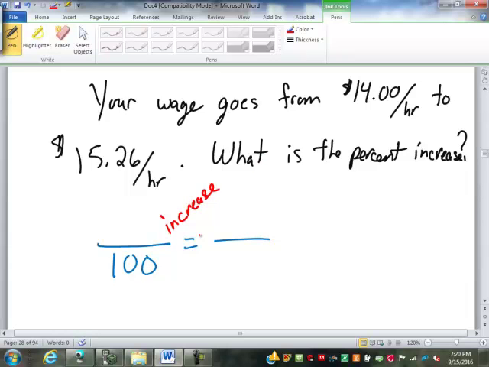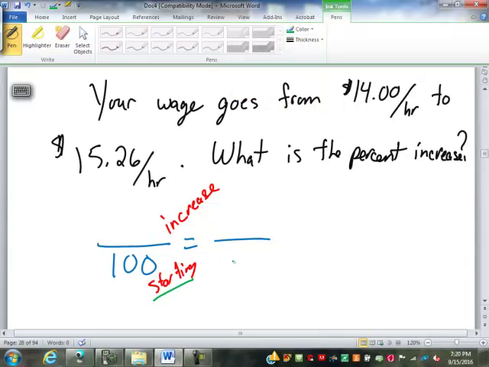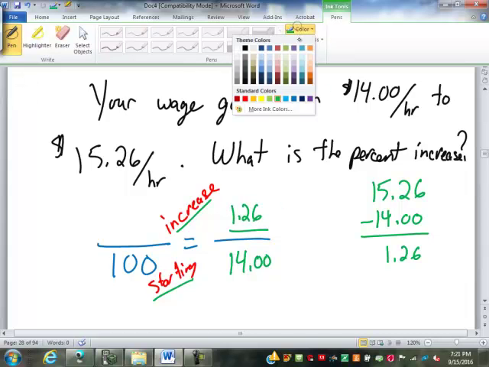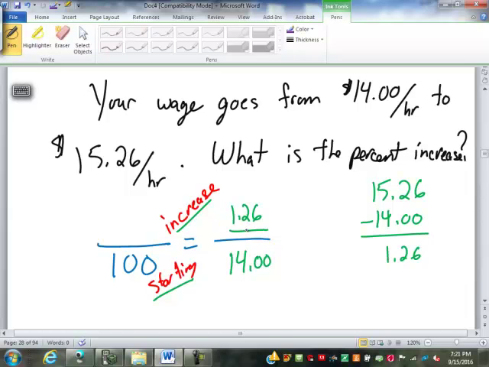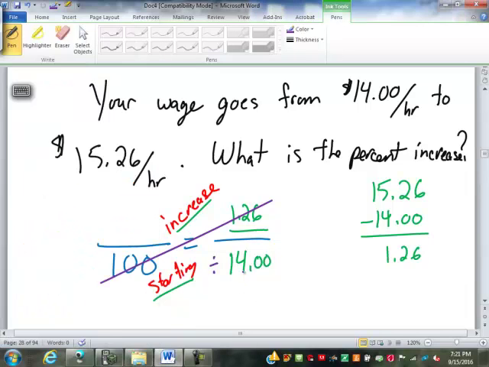What does the 100 represent? 100 is always the total amount or the beginning value, starting value. So on the other side over here, do we have the starting amount? Yes, $14 per hour. Do we have the increase? Sort of. We don't have it given, but we can find it. What do we have to do to get the increase, the dollar amount of the increase? Yeah, 15.26 minus 14 is $1.26. Now we can find our percent increase. So notice it wasn't the 15.26 that went here, it was the difference, the increase, that goes there. So 100 times 1.26 divided by 14. 9%. Any questions?